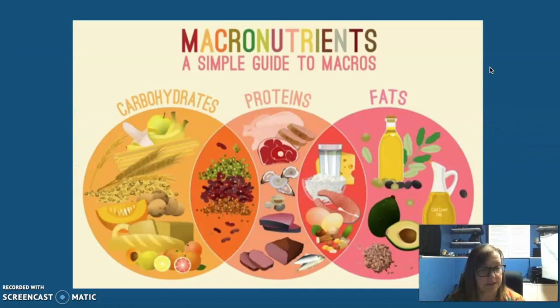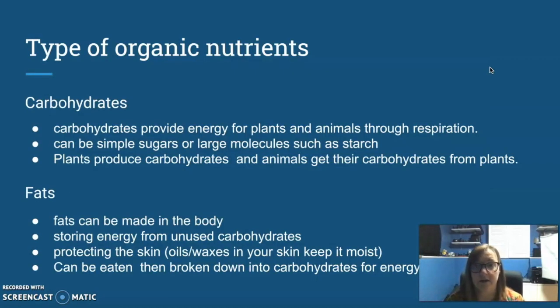So this is an example. You can just have a look here on your own when you're looking at the PowerPoint to remind yourself what the difference between carbohydrates, proteins, and fats are when you're eating them. So some things obviously fall in between, but we're looking at keeping a balanced diet for our macronutrients.